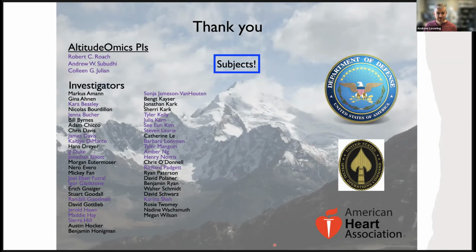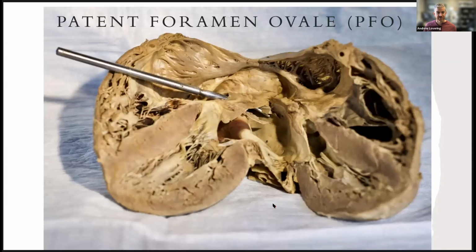And I will close with a picture of a heart that was dissected here at the University of Oregon that was found by my grad student Caitlin, who teaches in the anatomy course here. And you can see the probe here going through the tunnel from the right side of the heart to the left side of the heart. If you have any questions, I'm happy to take those now.